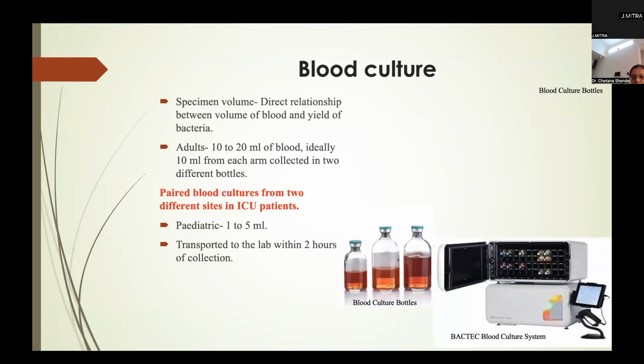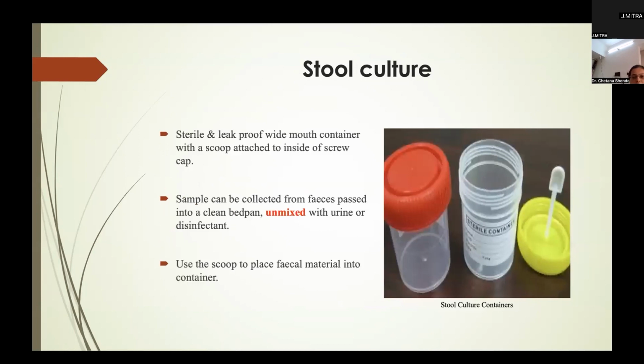So this is the automated blood culture system. This is the BACTEC machine, which will detect the growth in the blood culture bottle. This is a pediatric blood culture bottle. Next, this is an adult blood culture bottle.